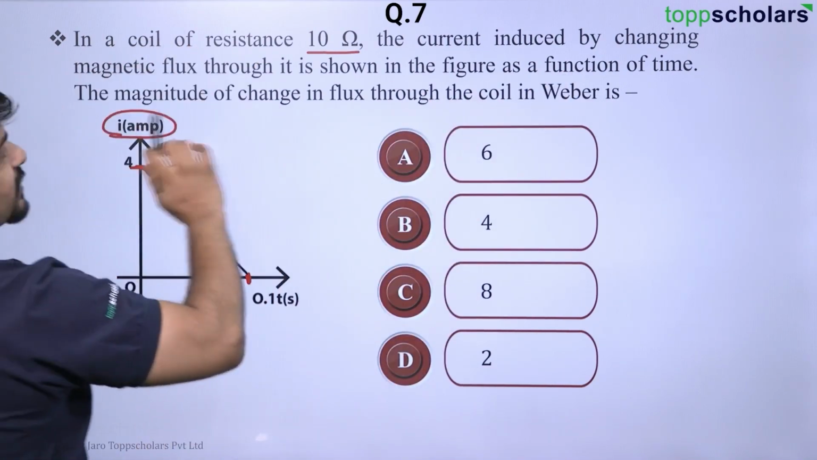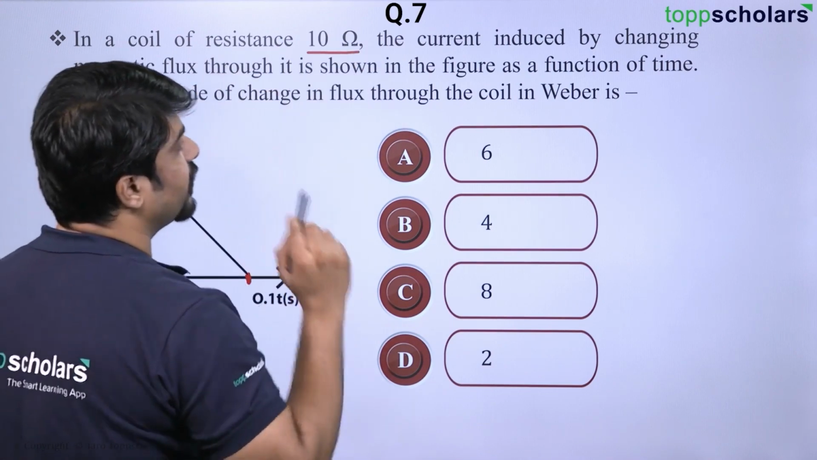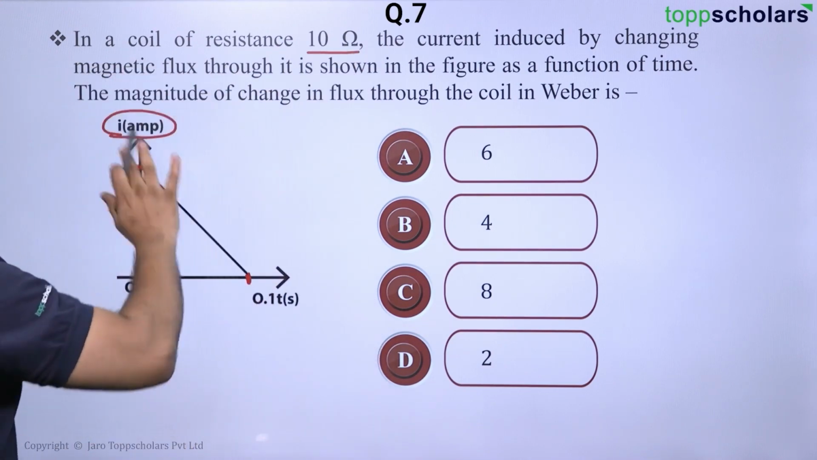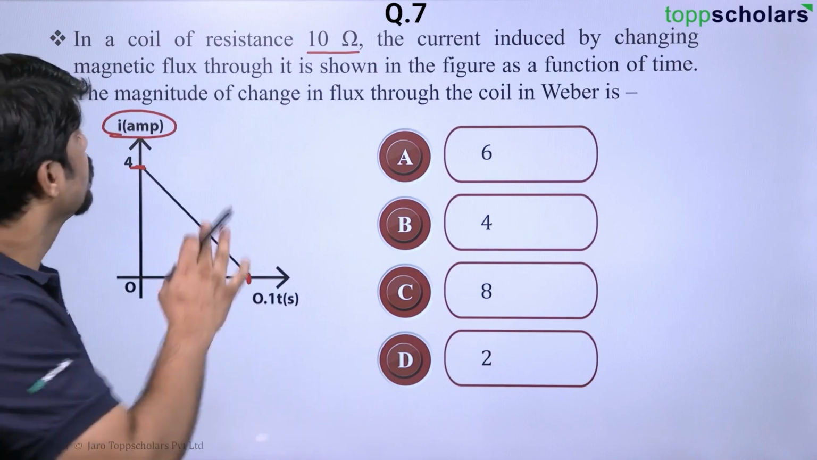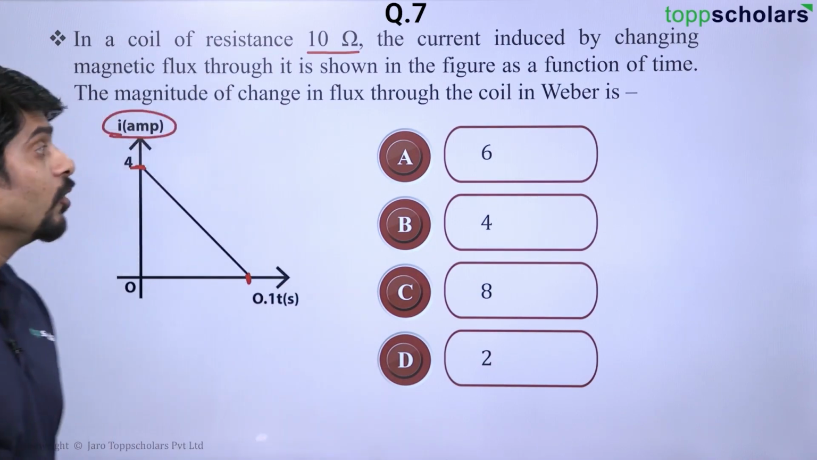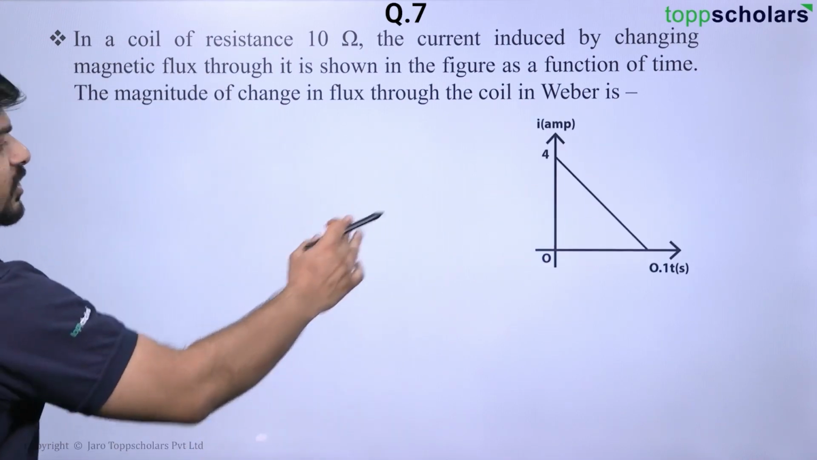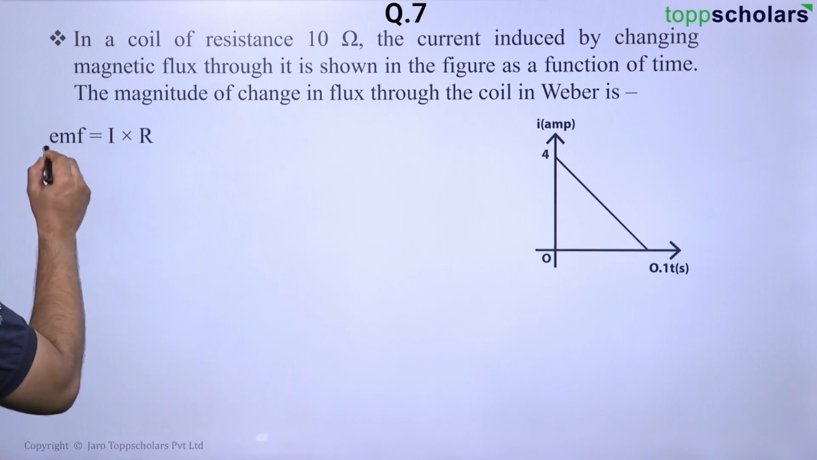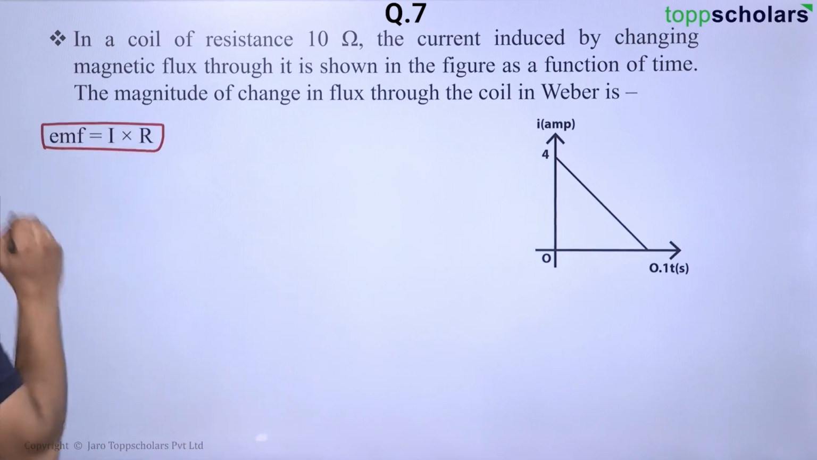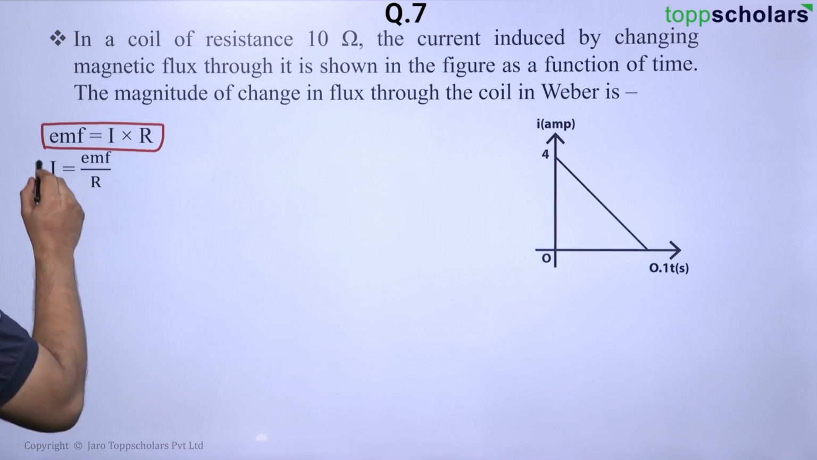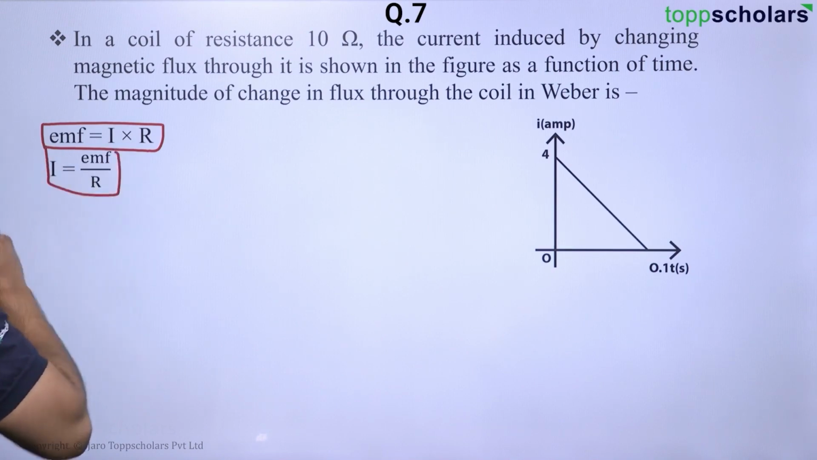So over here a few things are given, like the resistance. So we can find out the change in flux. Let's look at the solution. Here it is, this is the diagram. Then we know EMF is equal to I into R. This is the standard formula. Therefore, I is equal to EMF upon R.